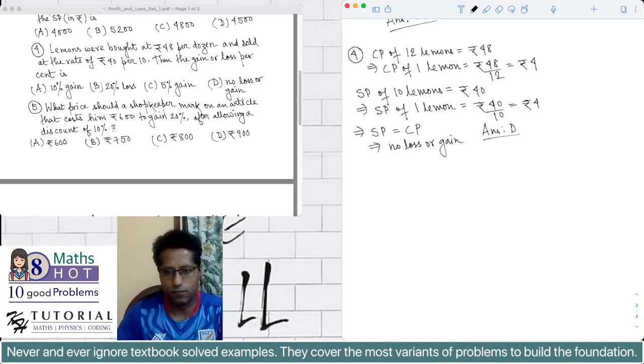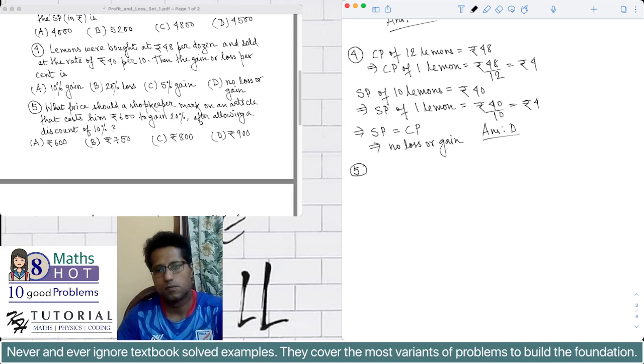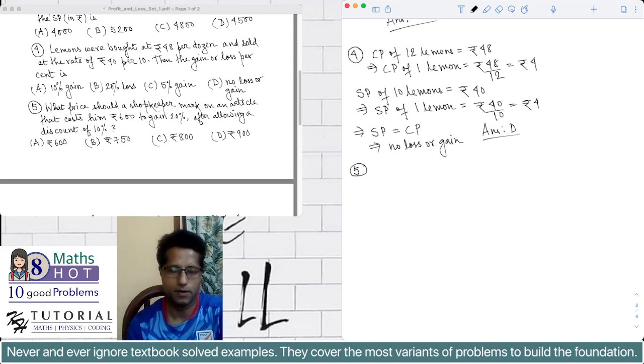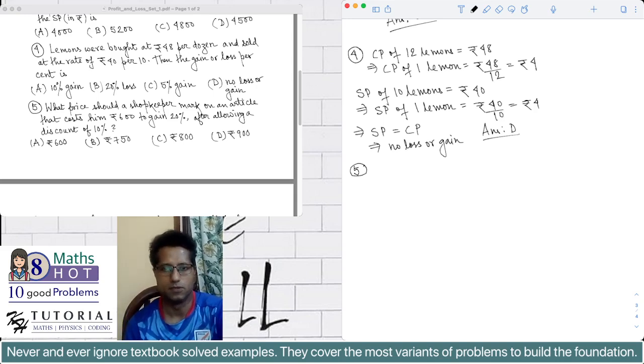Let's do question number 5. What price should a shopkeeper mark on an article that costs him rupees 600 to gain 20% after allowing a discount of 10%? A lot of things are going on. It is asking what price should a shopkeeper mark on an article that costs him rupees 600.